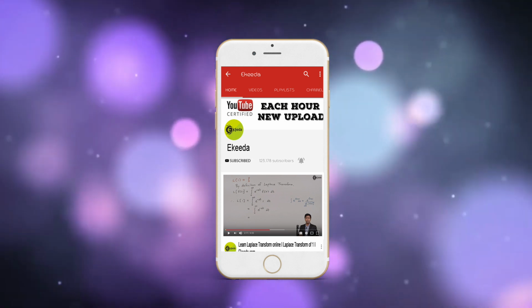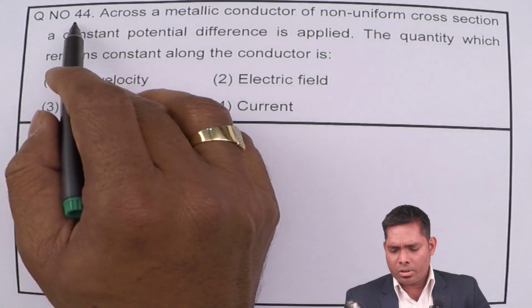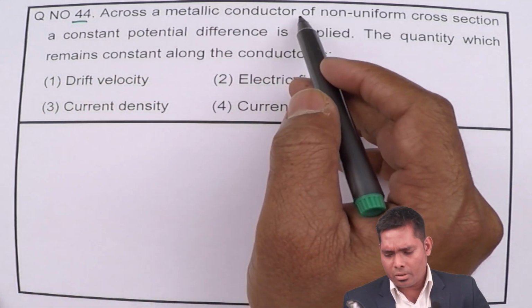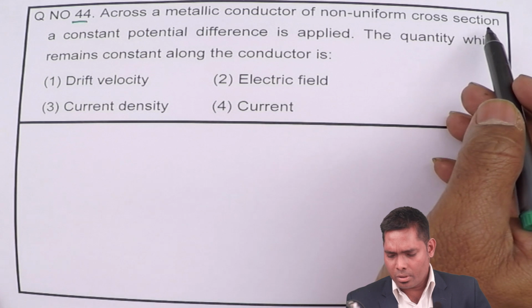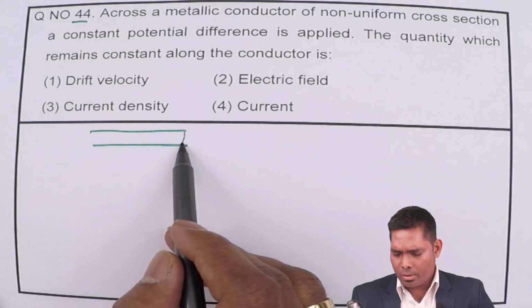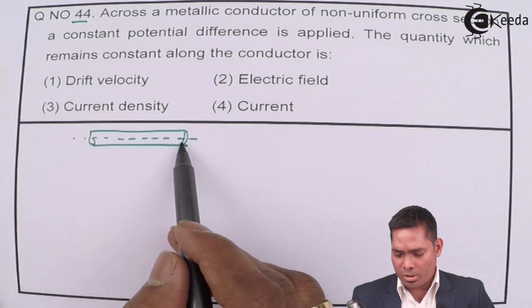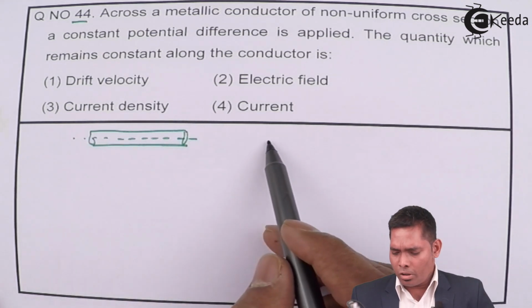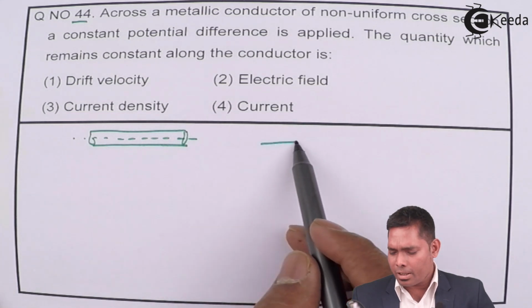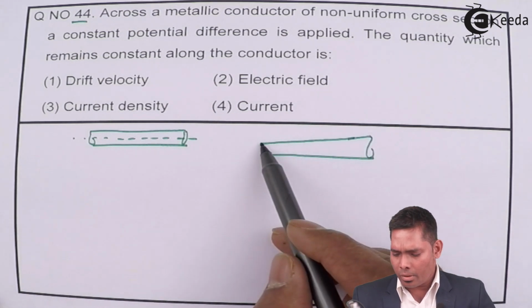Students, in this video, we'll discuss question number 44 of NEET Physics paper 2015. A metallic conductor of non-uniform cross-section. So it's a metal conductor; this is uniform cross-section, the area of cross-section is the same at any place. Non-uniform means it might be increasing or decreasing. Suppose I take this way. This is non-uniform area of cross-section.